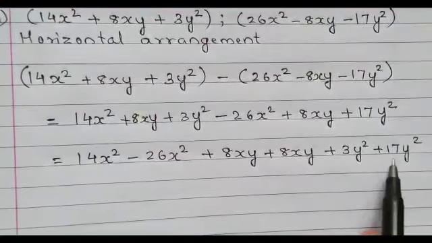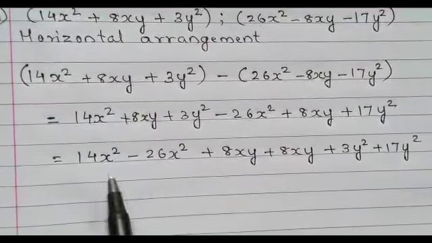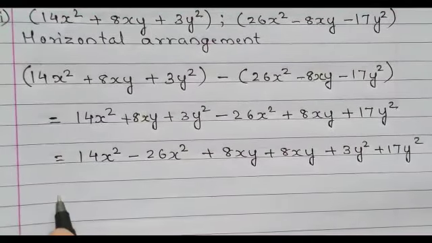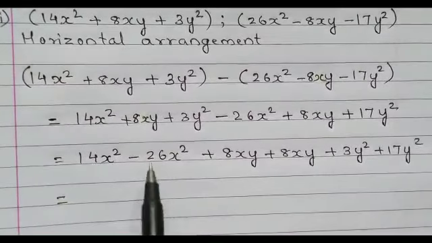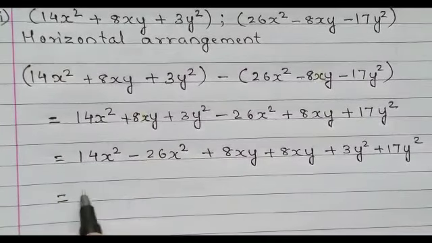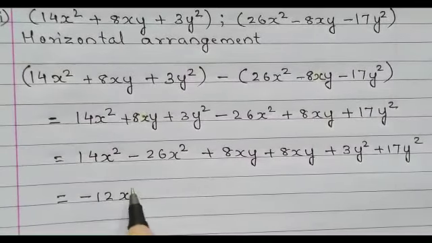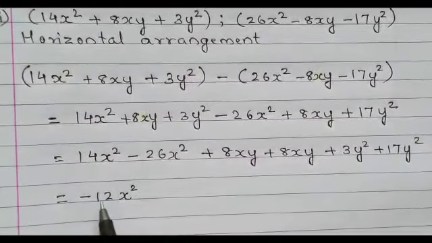So we have gathered the like terms together. Now 14x square minus 26x square. One is positive, the other one is negative, and the bigger number is negative, so the answer is going to be minus 12x square. 26 minus 14 is 12.